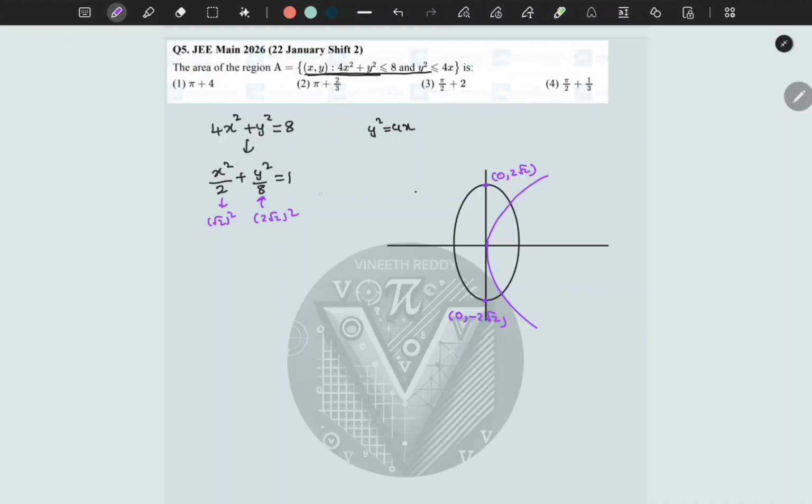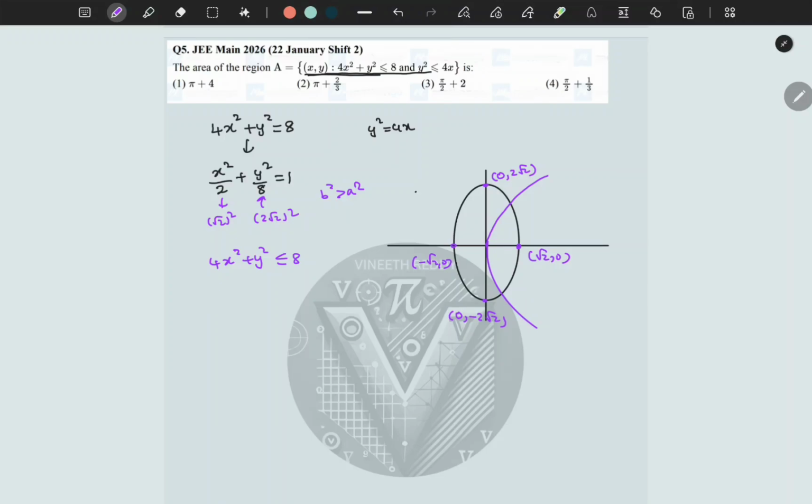This is a vertical parabola because b square is greater than a square, and this should be root 2 comma 0, and this should be minus root 2 comma 0, of course, right? So firstly, what should the region be, when we are talking about 4x square plus y square is less than or equal to 8?